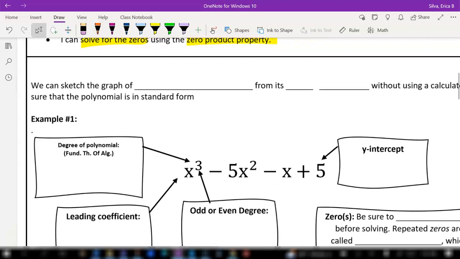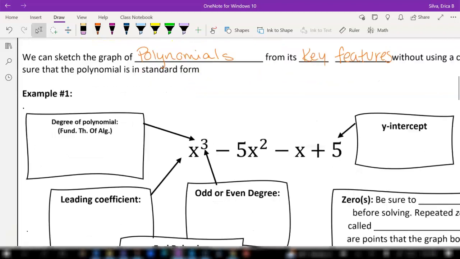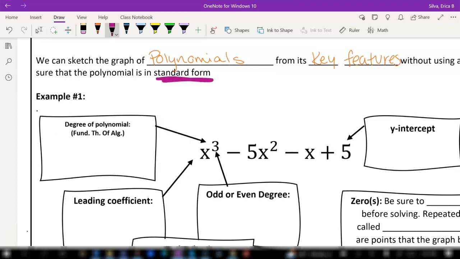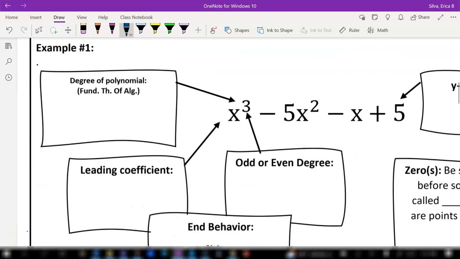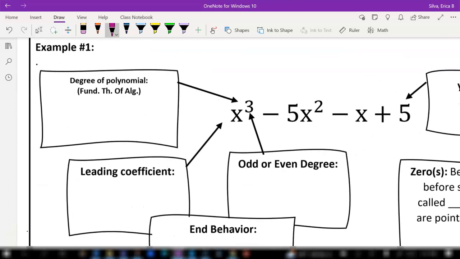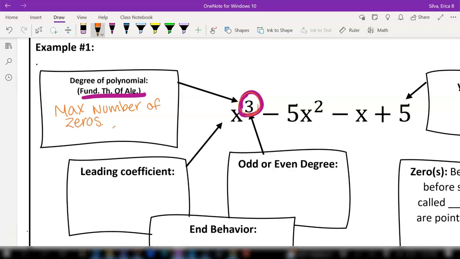We can sketch the graph of polynomials using a calculator. Be sure that the polynomial is in standard form before attempting to get the key features. So first, let's look at the degree of the polynomial. The fundamental theorem of algebra tells us that this degree tells us the maximum number of zeros. Well, it is 3, so that means we have a max of 3 zeros.